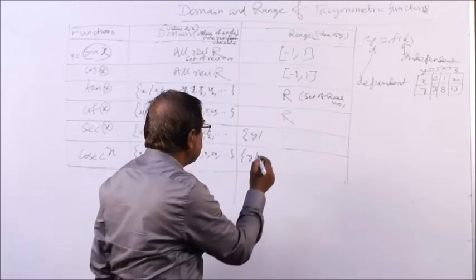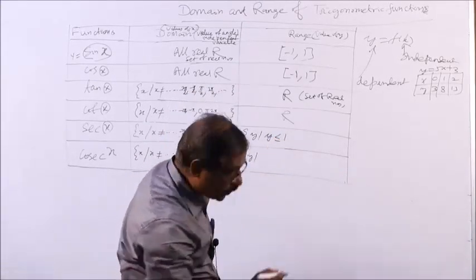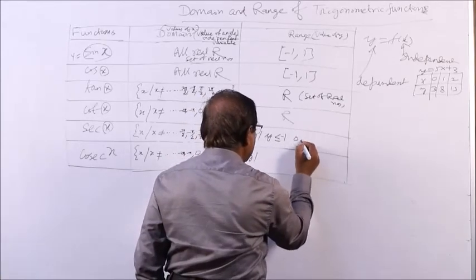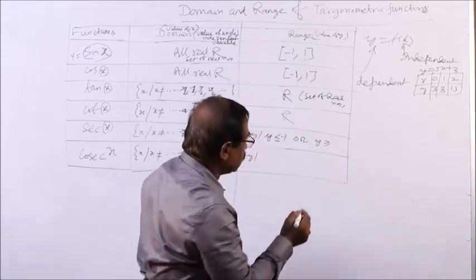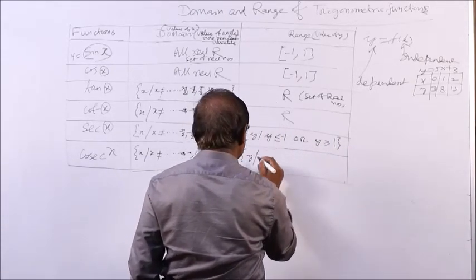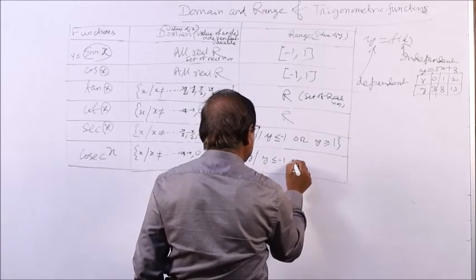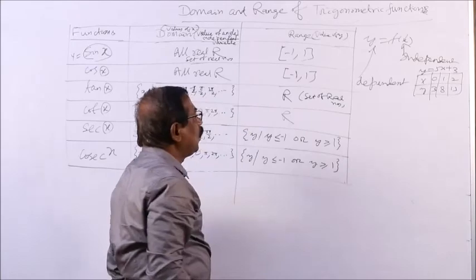The set of y such that y is less than or equal to minus 1 or y is greater than or equal to 1, I hope. Yes, greater than or equal to 1. The same thing will happen here also, y is less than or equal to minus 1 or y is greater than or equal to 1.